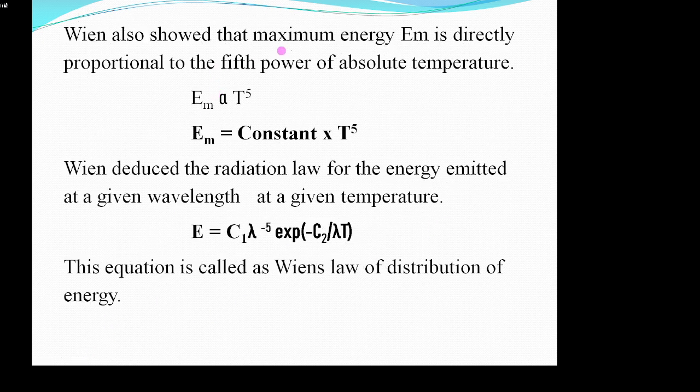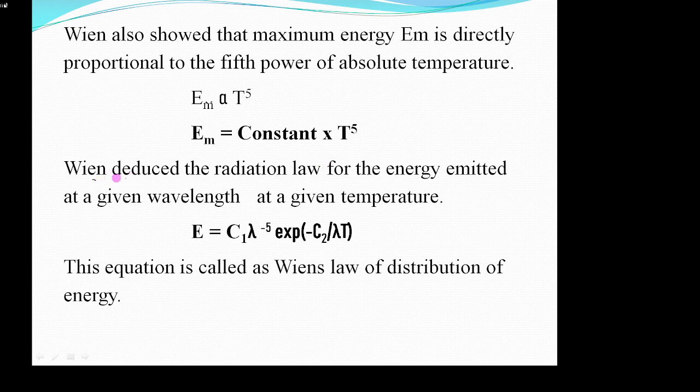Next, Wien's law also shows that maximum energy E m is directly proportional to the fifth power of absolute temperature, E m is proportional to T power 5. Okay. Stefan-Boltzmann's law says that energy radiated is directly proportional to the fourth power of temperature, but here it says that maximum energy is proportional to the fifth power of temperature.